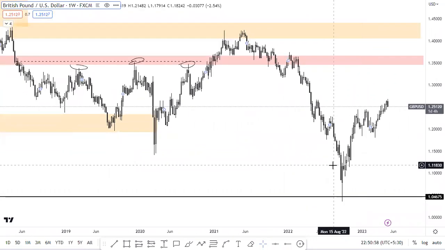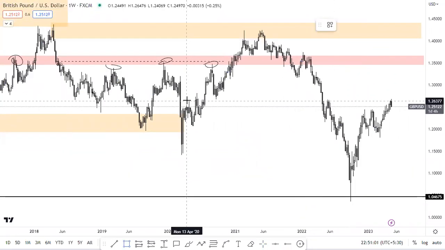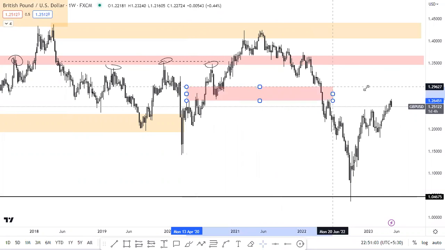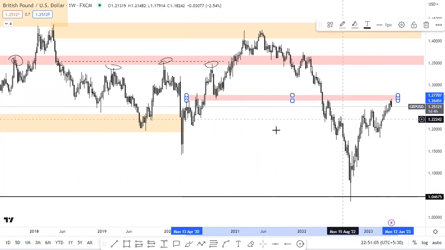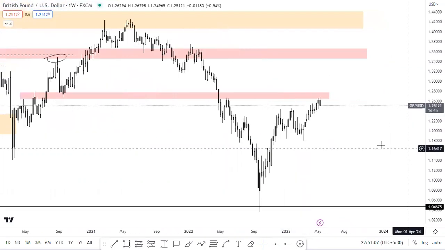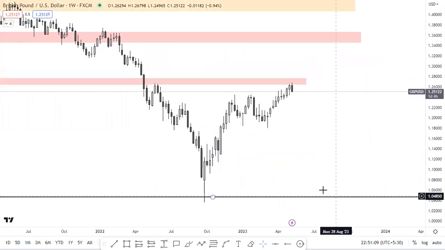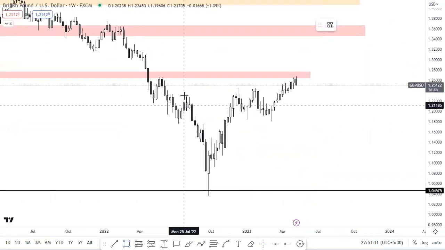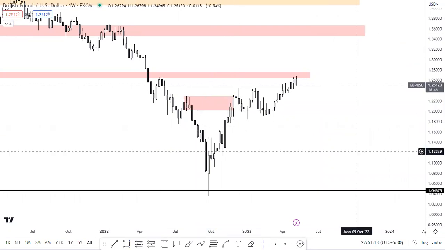And we need to identify, is there any other SNR level? Yeah, there is one more level here. We are trading in this level, so not an issue. So before trading the SNR level, just focus on this supply failure.